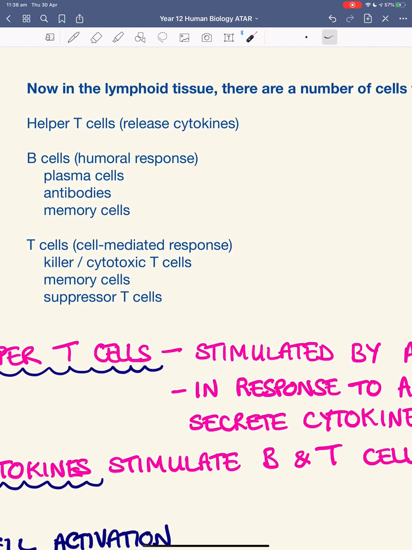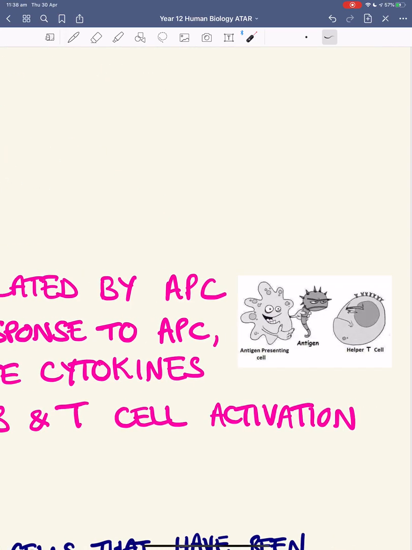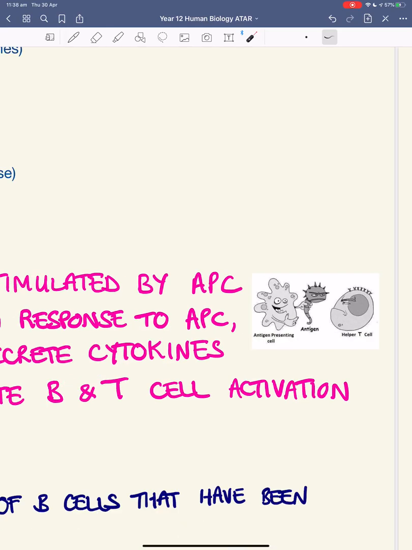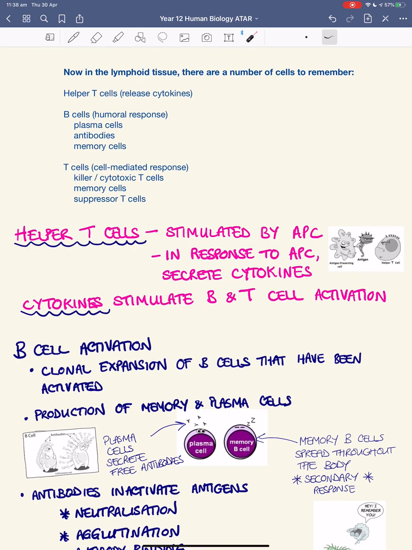Now, the first cell that we come across that starts off the B and T cell response is the helper T cell. So, in order of events, it's the antigen presenting cell, migration to the lymphoid tissue, where we meet the helper T cell. The helper T cell detects the antigen-presenting cell and recognizes that it needs to stimulate the humoral response by the B cells and the cell-mediated response by the T cells. And it does that by releasing chemicals called cytokines.